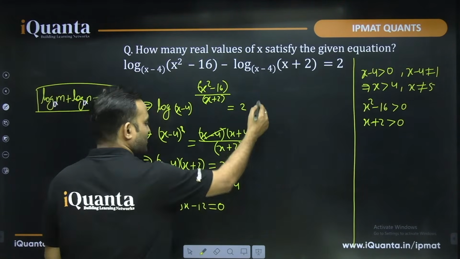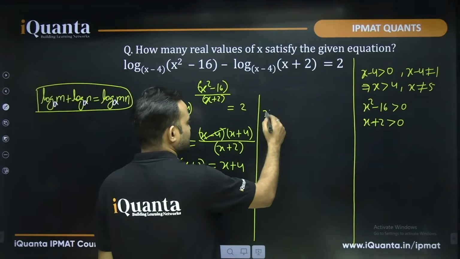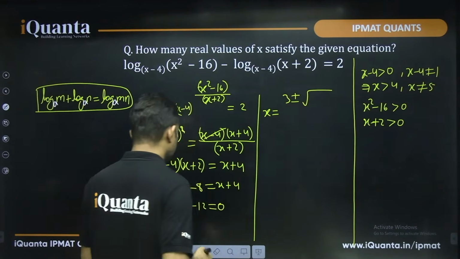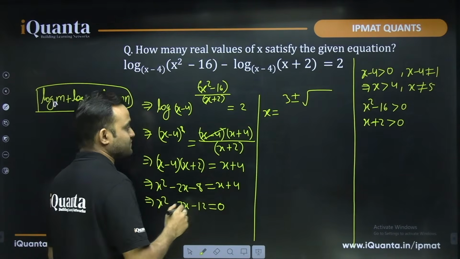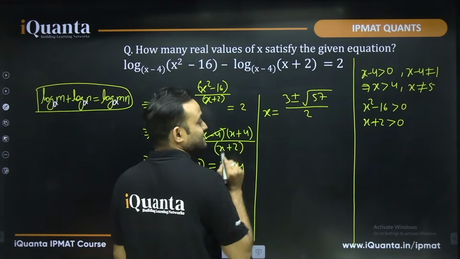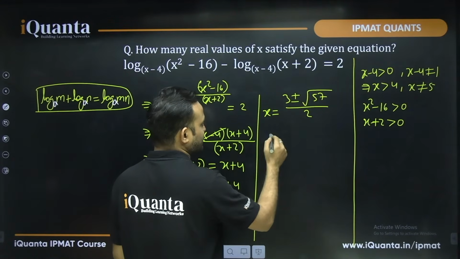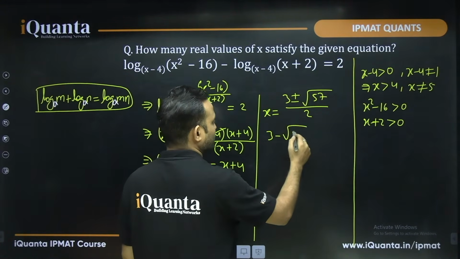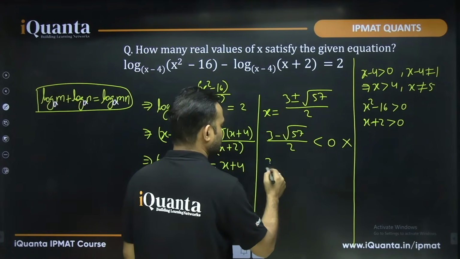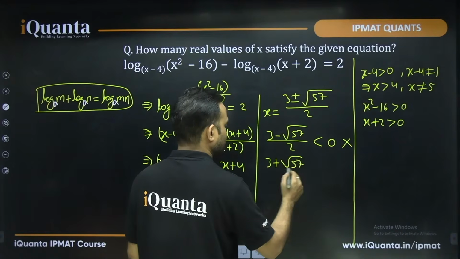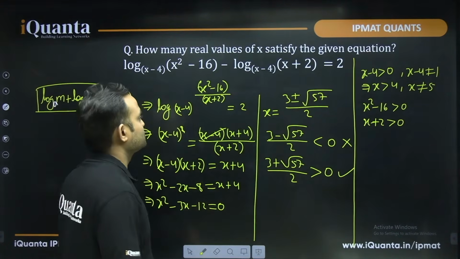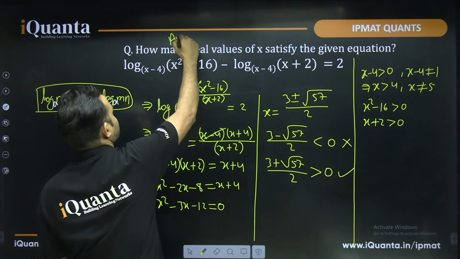So what we can say about x, we cannot break this. X will be equal to 3 plus minus square root of b square, which is 9 plus 48, 57, upon 2. That means if I take 3 minus square root of 57 by 2, this is less than 4 and will not work. 3 plus root 57 by 2 is valid and this will work. So one solution. The answer for this question is 1.